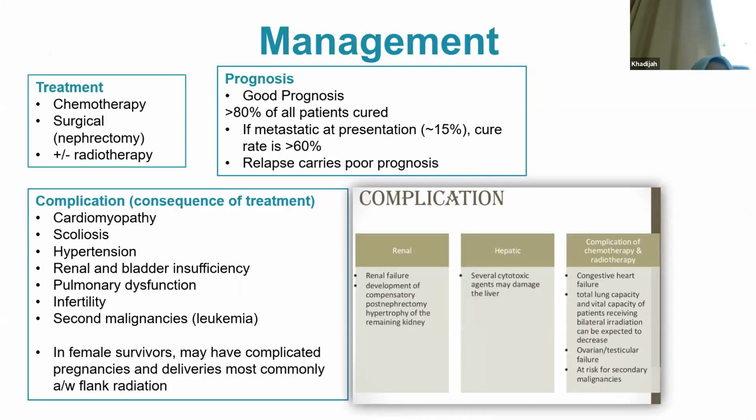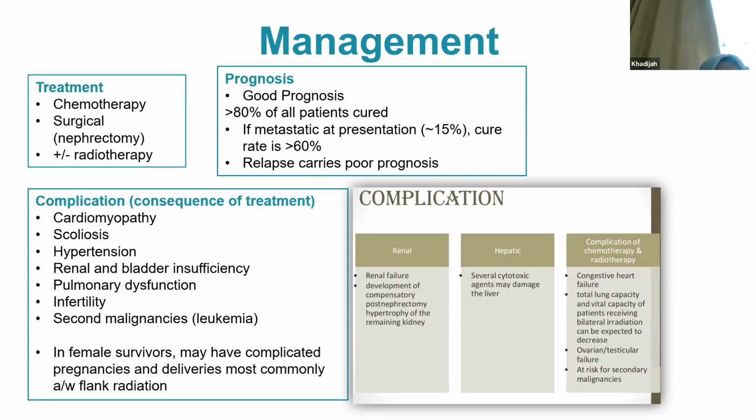And so for management, basically, there are a few treatments that can be given to a patient with Wilms tumor, including chemotherapy, surgery, as well as radiotherapy. However, different countries have different sequences of treatment. For example, in America, they will do surgery first, followed by chemotherapy. However, in Europe, they will do chemotherapy first, followed by surgery.